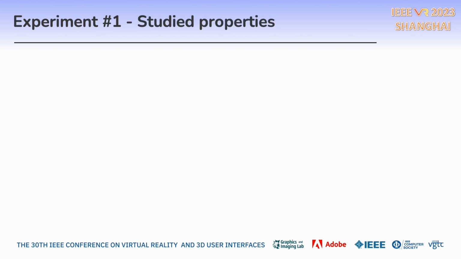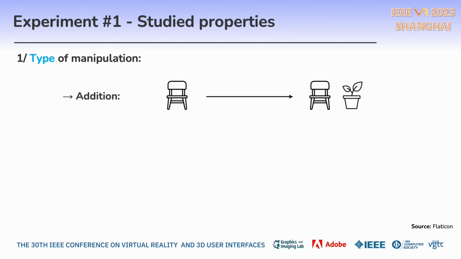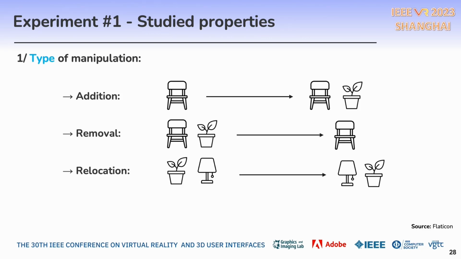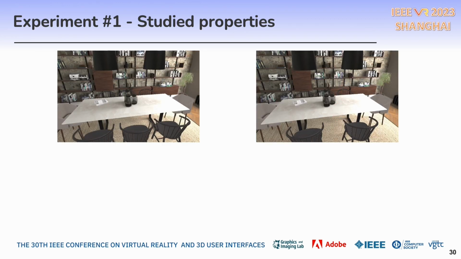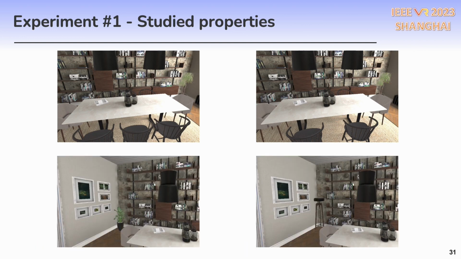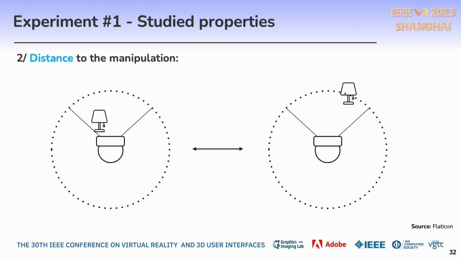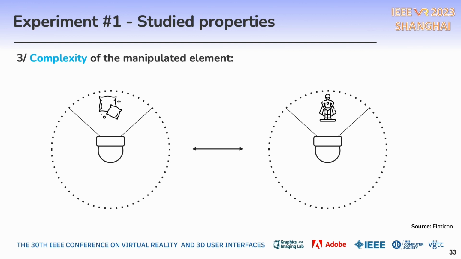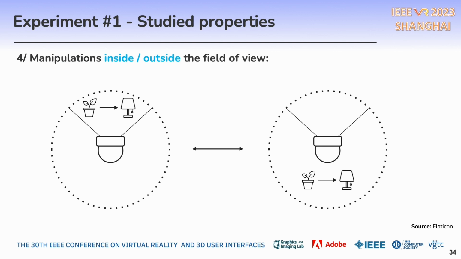In this first experiment, we have analyzed the effect of some properties in change blindness. We have analyzed whether the type of change affects detectability, studying additions, removals, relocations, and replacements. For instance, this is an example where we removed a chair from our scene, or another one where we replaced a plant with a lamp. We have also analyzed the distance to the manipulation or the complexity of the manipulated object. Besides, we have studied the effect of having the manipulation inside or outside the field of view. You can find more details in the main document.